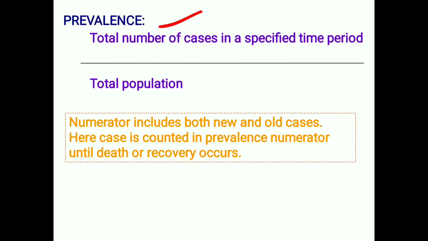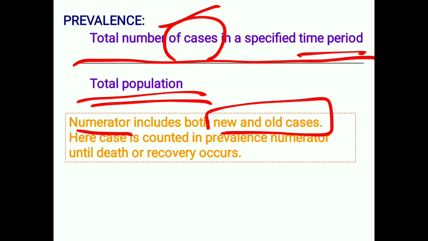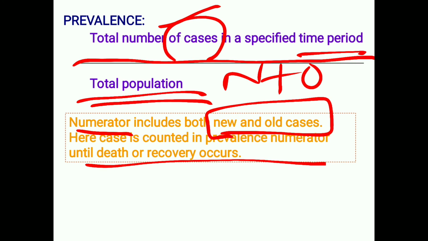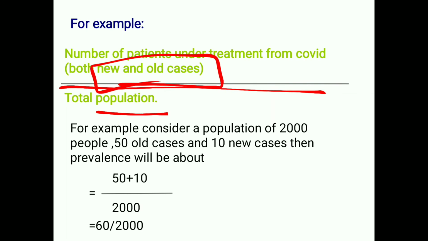And the next formula is prevalence. Prevalence is equal to the total number of cases in a specified time period divided by the total population. The numerator includes both new and old cases. Here a case is counted in the prevalence numerator until death or recovery occurs. For example, the number of patients under treatment for COVID, both new and old cases, divided by the total population.